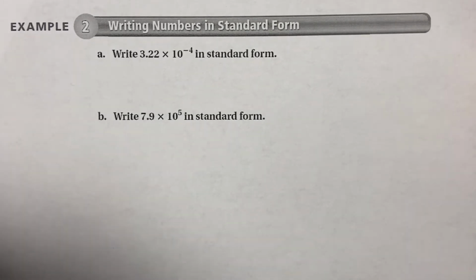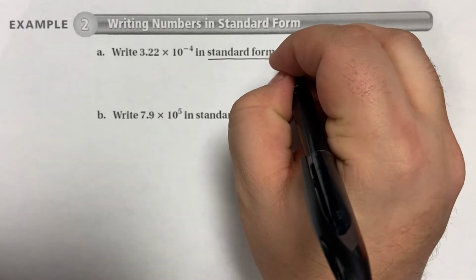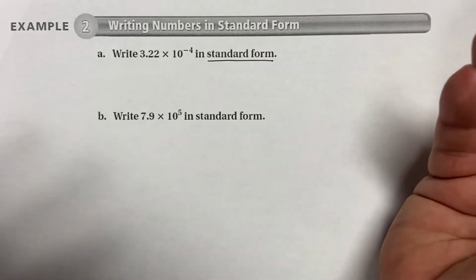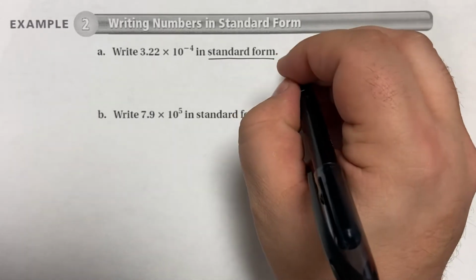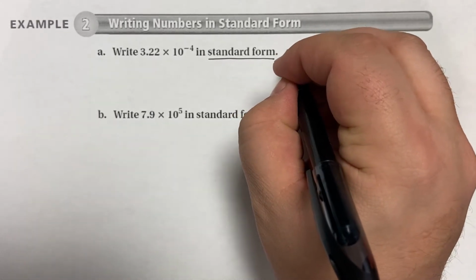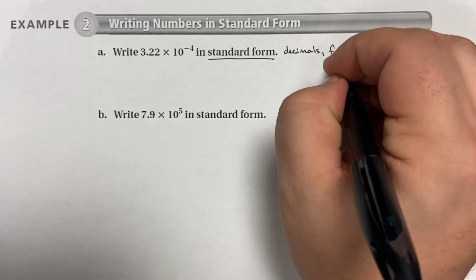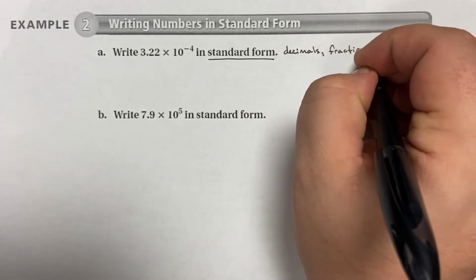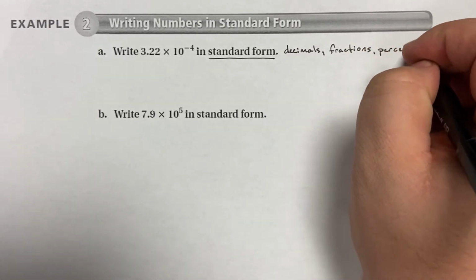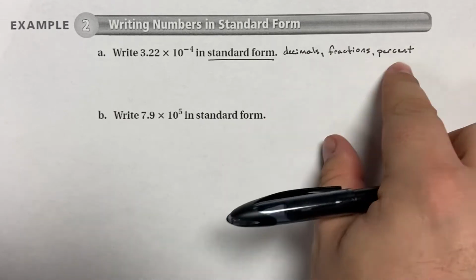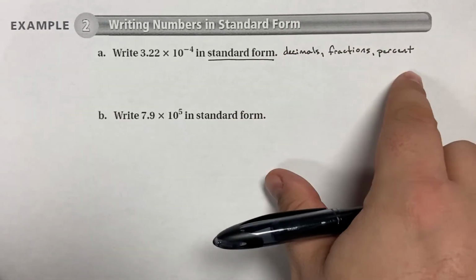So standard form we want to define as just what we're used to seeing, I guess, is the best way to think of it. So standard form of a number is just going to be decimals, fractions, and percents, if we want to look at it, because every number that we've ever seen since we learned how to count has been one of these three.